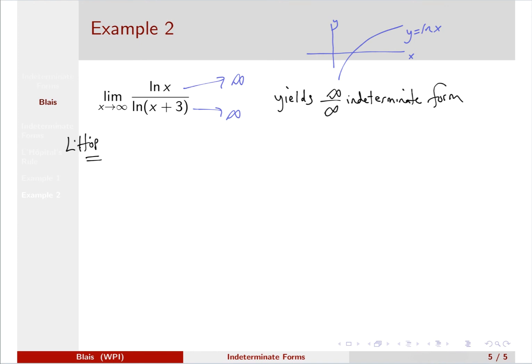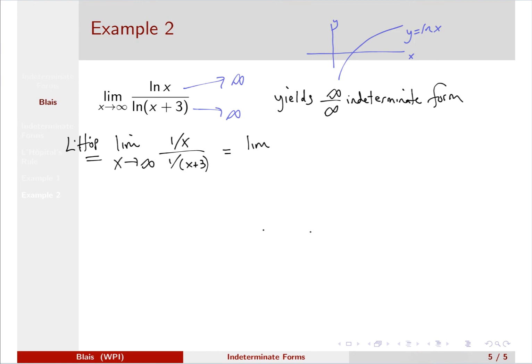And we can thus use L'Hopital's rule to say this is equal to the limit as x goes to infinity of the derivative of the numerator divided by the derivative of the denominator. We know the derivative with respect to x of natural log of x is 1 over x. And we know the derivative with respect to x of natural log of x plus 3 is 1 over x plus 3.